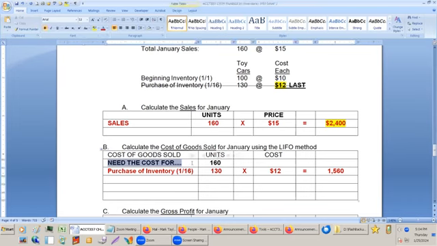And we still need a cost for how many? 30. So we need a cost for 30 more. And so we're going to go up to this beginning inventory. We're not going to take all 100. We don't need all 100. We need 30 of those. $10. $300.